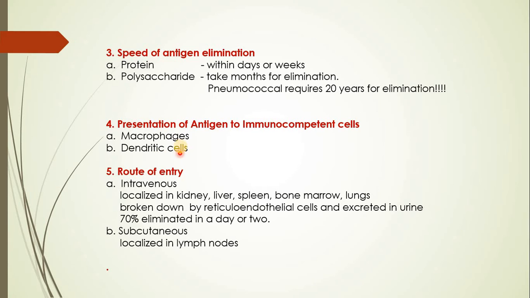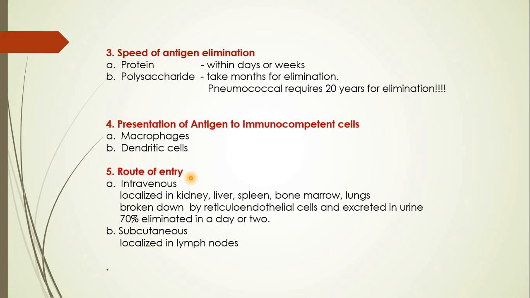Both macrophages as well as the dendritic cells present antigen in native or processed form at the cell surfaces or in the body at the areas where there is large quantity of lymphocytes present, and this is essential to ensure the appropriate lymphocyte recognizes the antigen and shows the interaction so that the immune response will be observed, right? Further, the route of entry also plays a very important role.